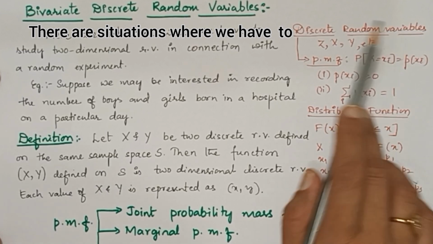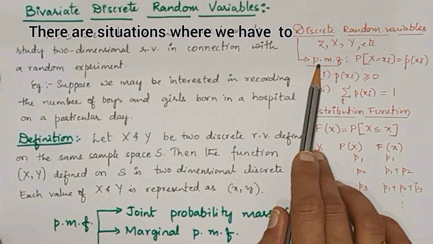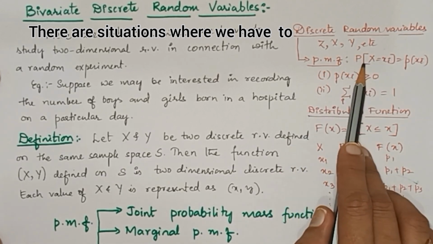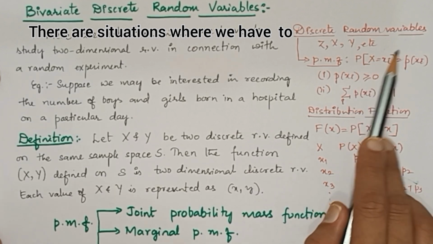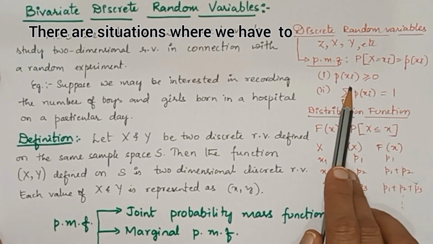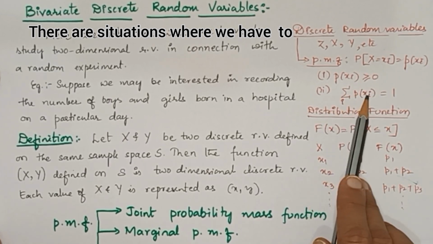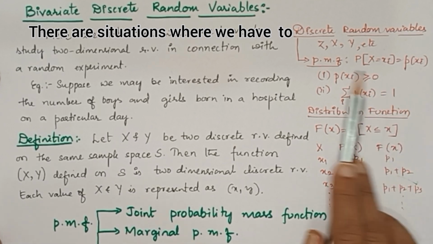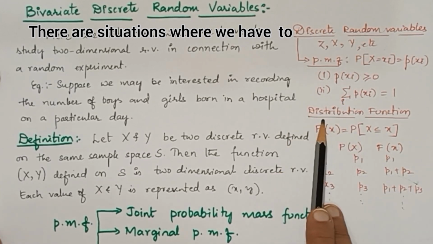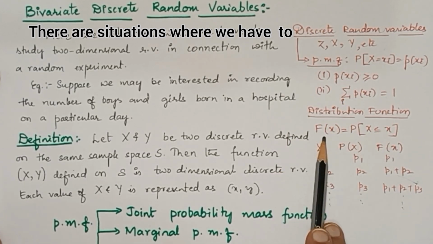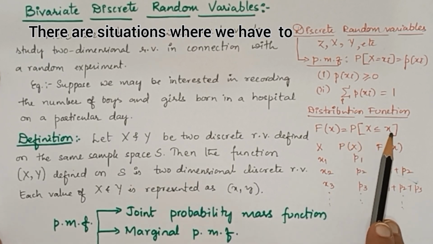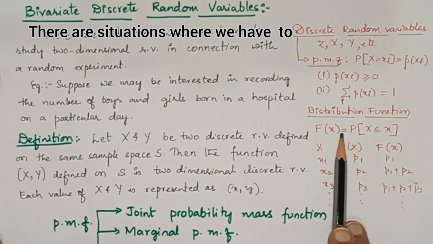form of a sequence. A discrete random variable has its probability distribution in the form of a probability mass function, which is denoted as p of x at the value xi as p of xi, and the conditions are each probability value must be greater than or equal to 0 and the sum of all probabilities must be equal to 1. This is the probability mass function of the discrete random variable. Then we have seen the distribution function, which is denoted as f of x. It gives you the sum of all probabilities up to x including x, that is the cumulative distribution function.